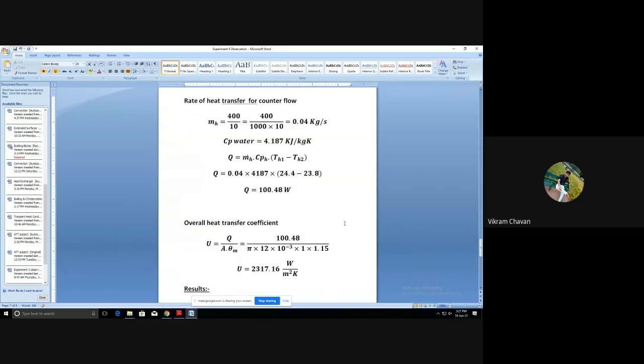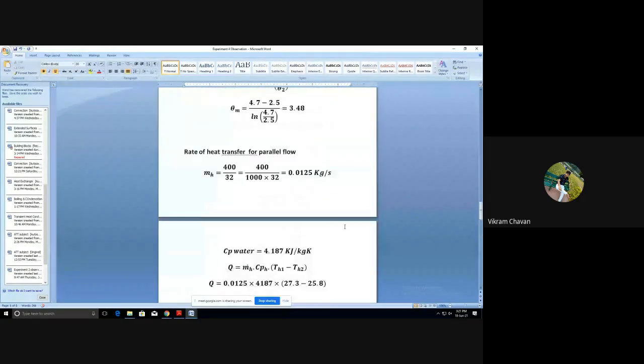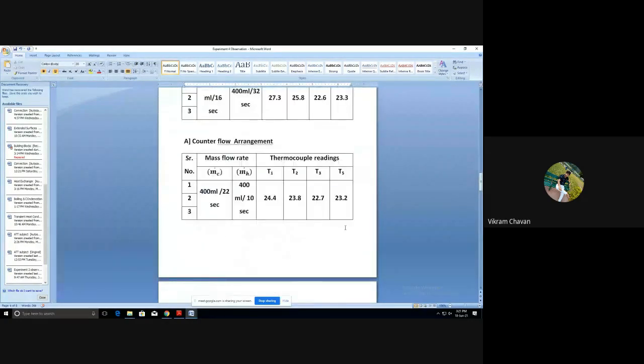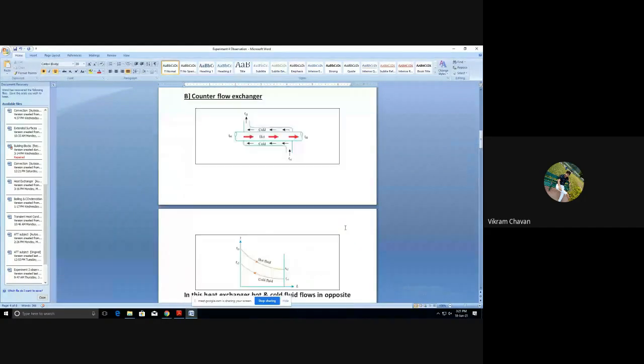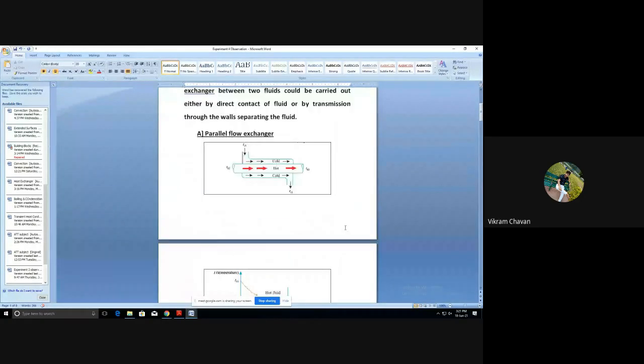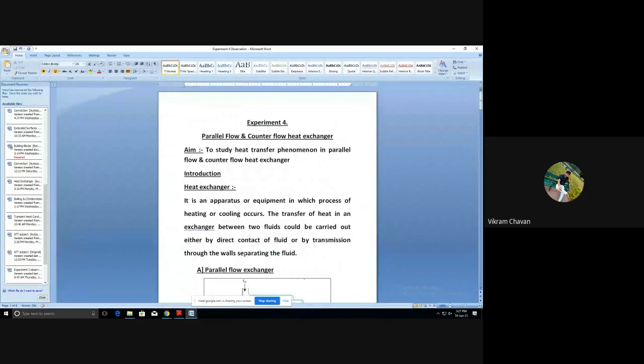I will share this particular file, and whatever is in this file, you can write that much only for experiment number 4 and submit to your respective teachers: for A division to me, and for B division to Shashikant Jadhav sir. I have not shared the submission forms yet. After completion of the experiments, I will share them, and you have to submit all the experiments in one PDF file. So we'll stop here.